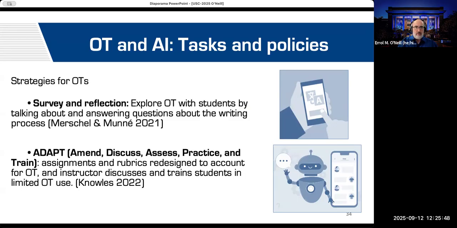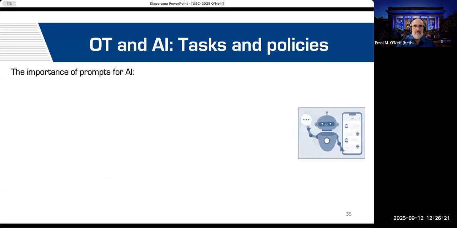There's also another process, which is adapt, and that's providing students with assignments and rubrics that encourage them to not use an online translator, but take that into account in case they are using it. So one example of that would be saying that a student needs to include a certain grammatical form or certain vocabulary words. If they're using a translator or a chatbot, it may not necessarily fulfill all the requirements of an assignment, for example.